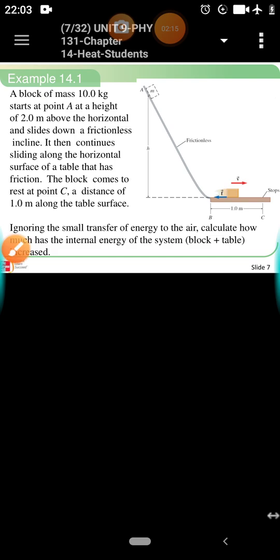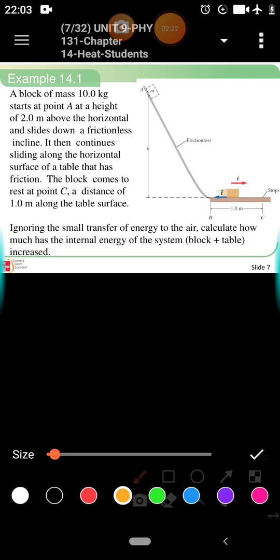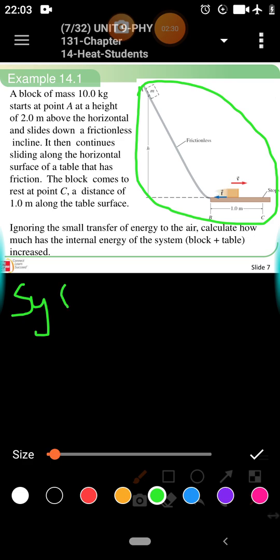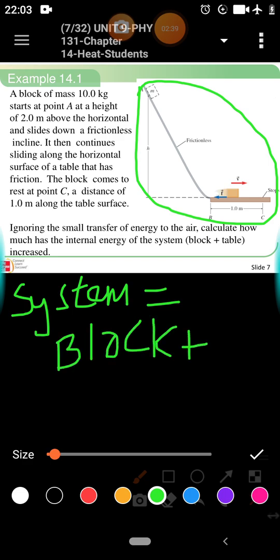So now we need to identify the system. This is our system. Our system is the block plus the table. So we don't care about anything outside this system.